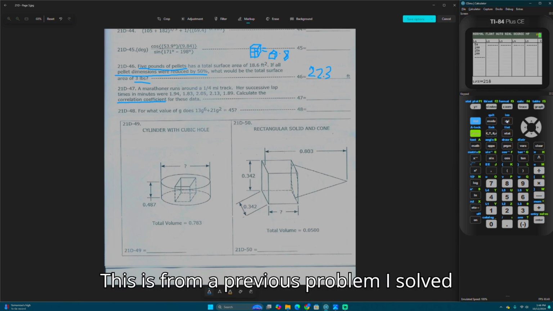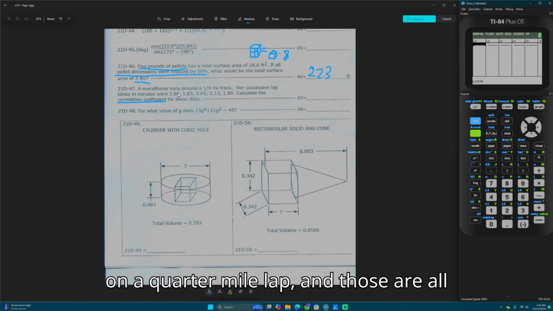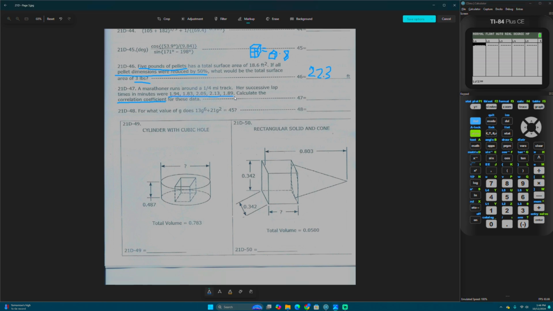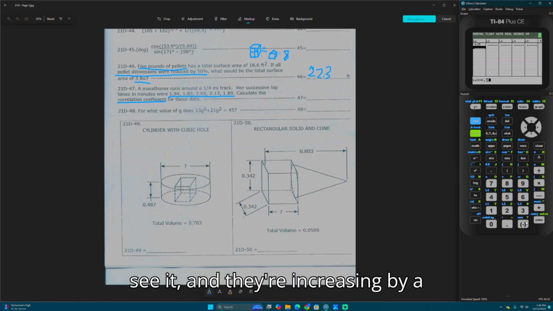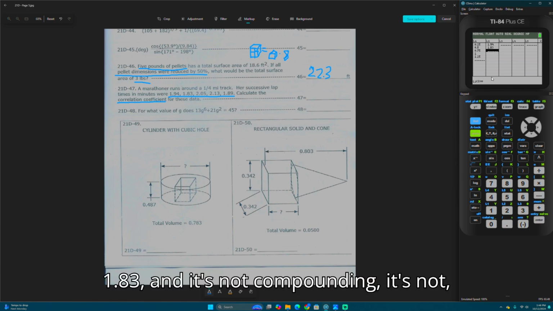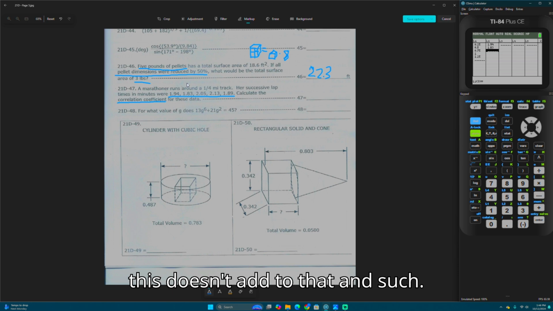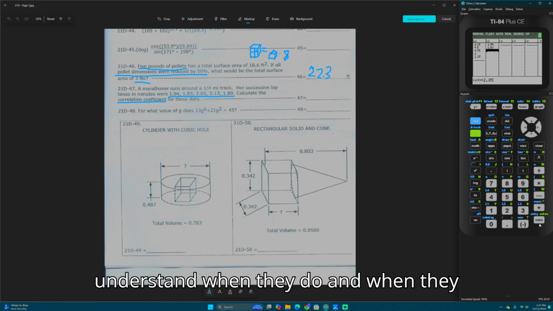This was from a previous problem I solved for. We're told that she's running around a quarter-mile lap, and those are all the data. Those are all the minutes. And we're asked for the correlation coefficient, so we're just going to type it in as we see it. And they're increasing by 0.725 every time. And 1.25. Not 2.25, 1.25. My bad. Alright. And then 1.94, 1.83, and it's not compounding. This doesn't add to that and such. Sometimes they do. Sometimes they throw that problem at you. You just gotta understand when they do and when they don't.